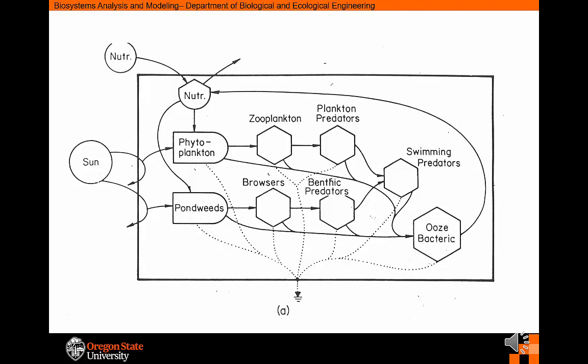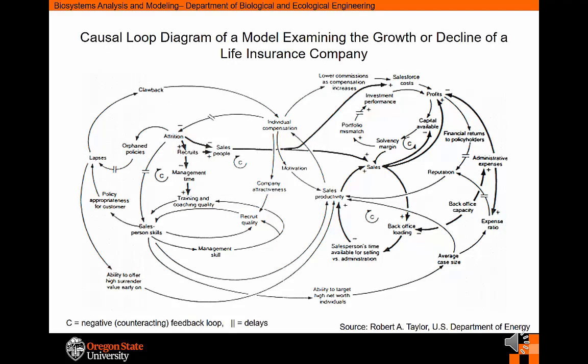Here is a conceptual model of a very different type of system, a life insurance company. Note the structural similarity to the previous conceptual models, very similar to the stock and flow concept. This approach is general and can be applied to a wide variety of systems.